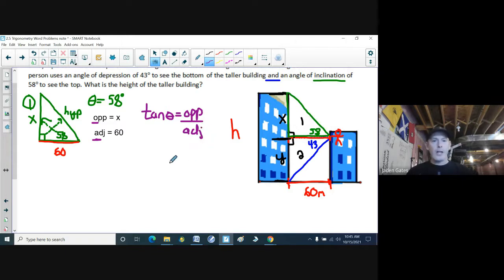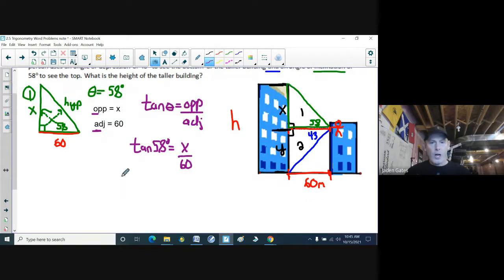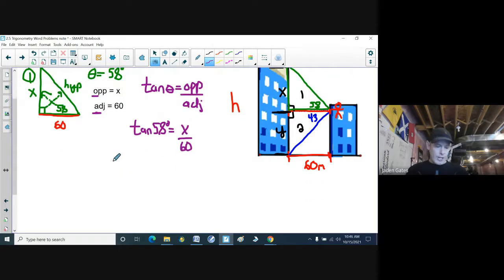All right, so now the last step for solving this triangle is to sub in my information here. So I got tan 58 degrees is equal to the opposite. Again, make sure I get the right things: X on the top, the adjacent's on the bottom. That's my 60. Now in my calculator, make sure it's in degree mode. Tan 58, and I get 1.6. There we go, right on. Equals X over 60.